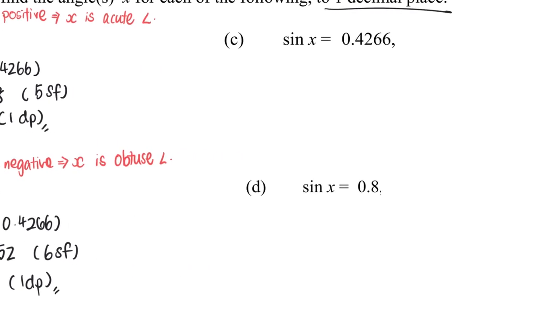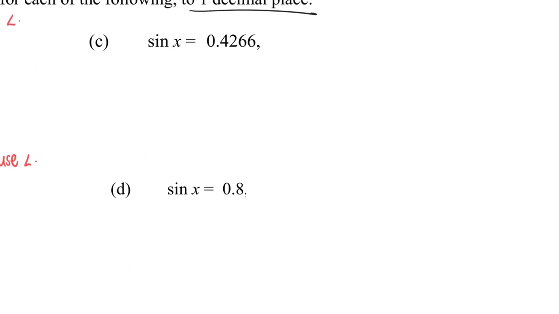But let's move on to parts C and D, where we are given the sine ratio. At this point, it is important for us to remember that the sine ratio of an obtuse angle or an acute angle are actually the same. So what this means is that, for now, we will not know whether this angle x is acute or obtuse. It could be either.